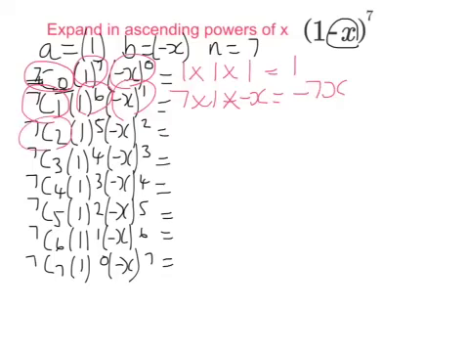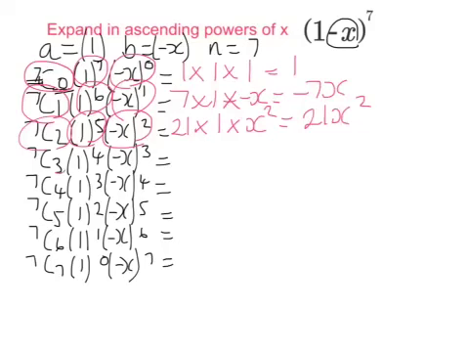7C2. Okay, I'm getting 21. 1 to the power of 5 is 1, and minus x squared, be really careful. Minus times a minus is a plus. If your calculator is telling you that minus 2 squared is minus 4, you need to put a bracket in, or just use your brain. Minus x squared will give you positive x squared, so I think that's 21x squared.